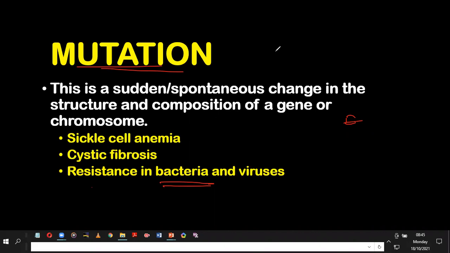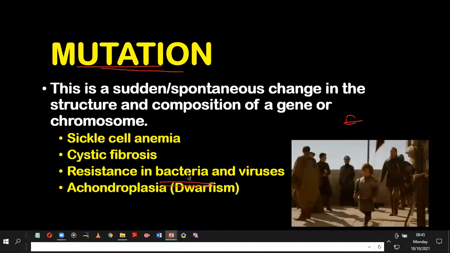Then finally, we have dwarfness. Okay? Dwarfism. And if you're a good person who watches movies, I'm sure you've ever seen such a guy. Now this guy, imagine, you see how tall he is. But you see where others are. Too short. Okay? This is a mutation called dwarfism.